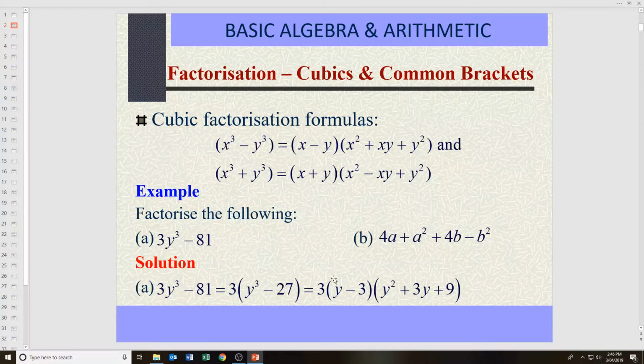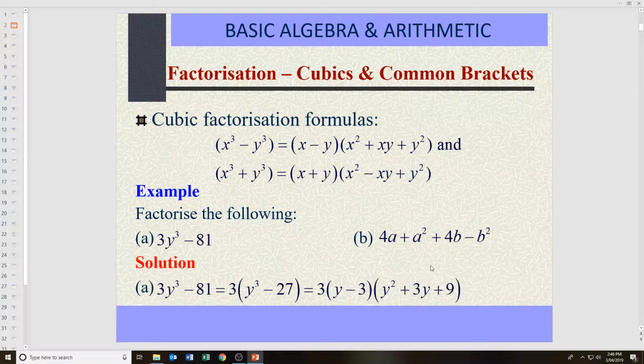So x being y, so that's y, and y being 3, so that's y minus 3. Obviously the 3 just carries forward from before, so 3 outside of y minus 3. The x squared becomes y squared, and then x being y and y being 3 gives us 3y, and then 3 squared giving us the 9.